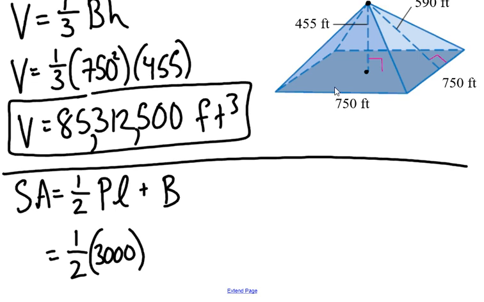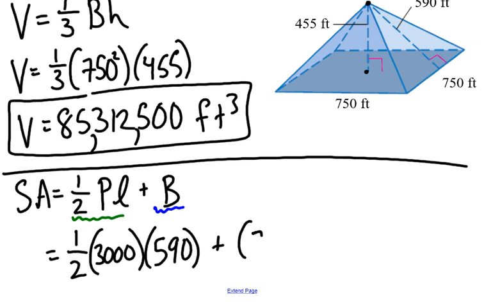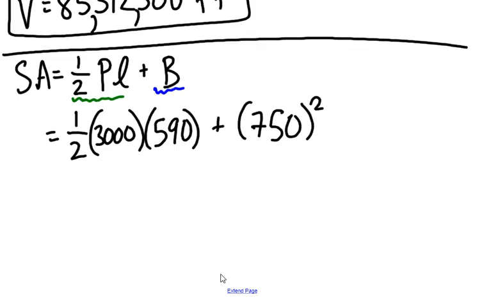Essentially what you're doing is you're finding all of the sides in this piece. This piece right here is the sides, and this piece right here is the area of the base, and that's the total surface area. Well, all the sides are triangles: 1/2 the base times the height, which is the slant height. So 590, plus the area of the base. The base is a square, 750 by 750, 750 squared.